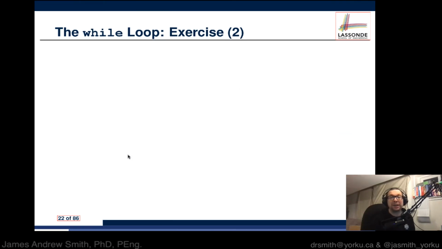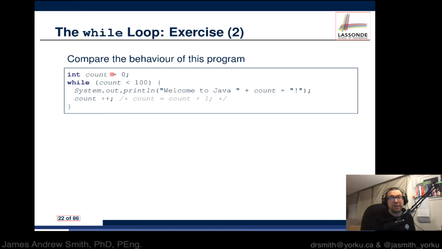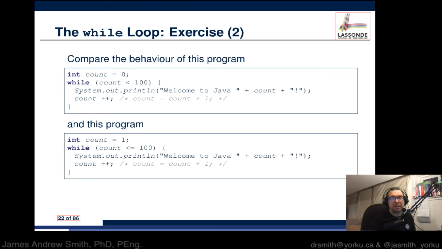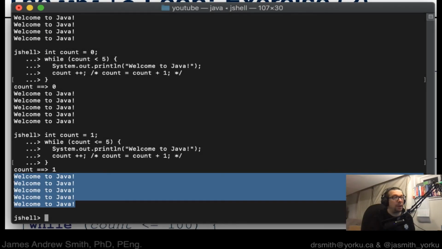All right, now let's take a look at a slightly different version of this. So in this case right here, let's take a look at this version of the program, where what I've done over here is I've concatenated, or I've added on, the value of the counter. Okay, count is equal to 0, count less than 100, and then in this case, count is equal to 1, count is less than or equal to 100. And in both cases, I'm going to be concatenating the actual value of the count variable. Now I'm going to do the same thing, but in JShell. And in JShell, I'm going to have it count to 5, so we can see what the difference is easily.